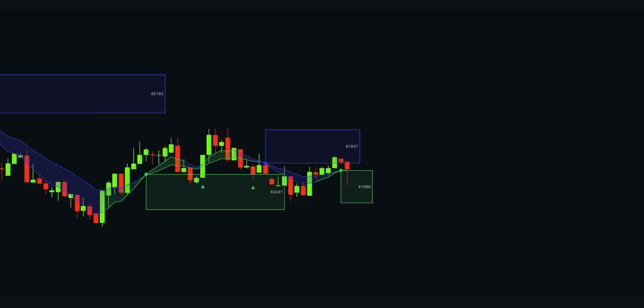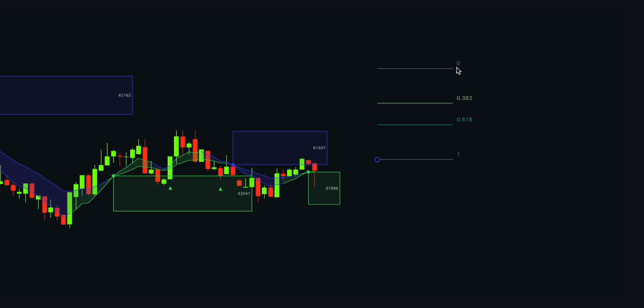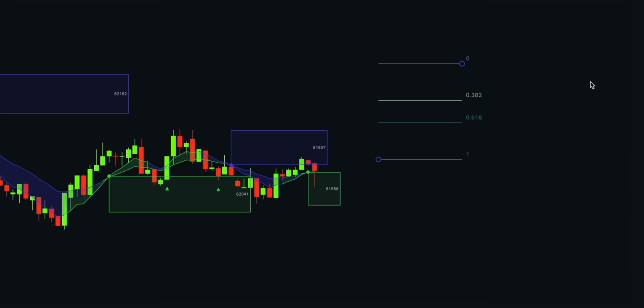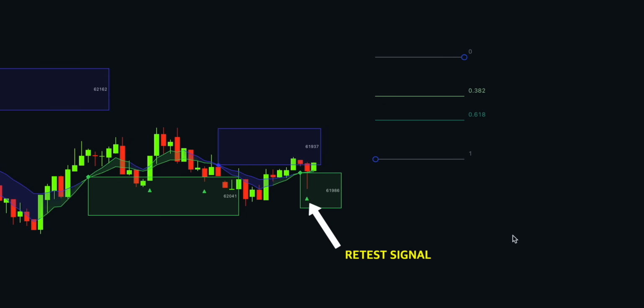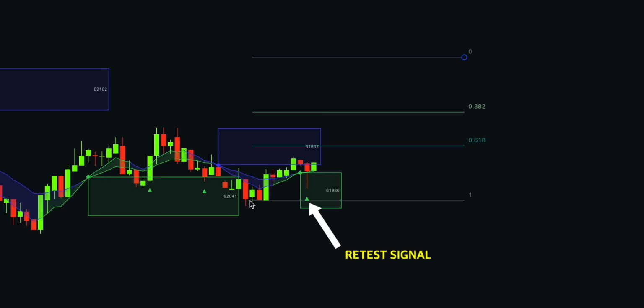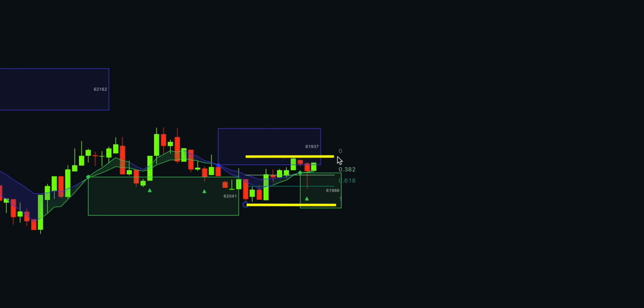For this strategy, we'll need one more tool: the Fibonacci retracement with only 2 levels, 0.618 and 0.382. Here's how to find a profitable buy setup. First, check the chart for a bullish retest signal. Second, draw a fib level from the recent swing low to the recent swing high. During the box retest, the price must also retest one of these 2 Fibonacci levels. In this setup, the 0.618 level was retested perfectly.